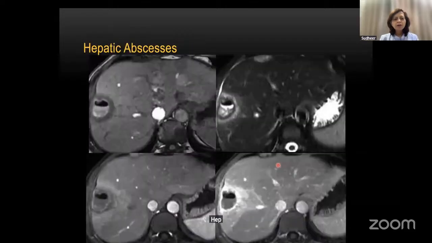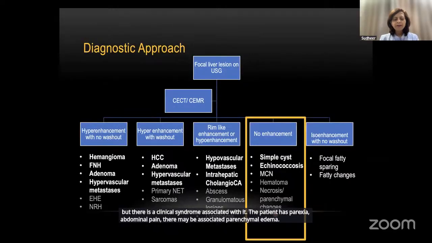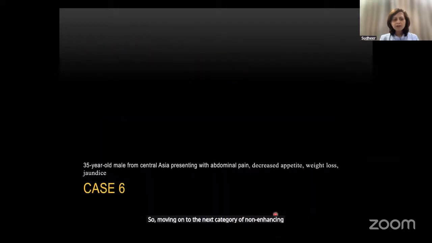Hepatic abscess are not difficult to diagnose. There is a rim-like enhancement, but there is a clinical syndrome associated with it. The patient has pyrexia, abdominal pain. There may be associated parenchymal edema. So moving on to the next category of non-enhancing lesions.